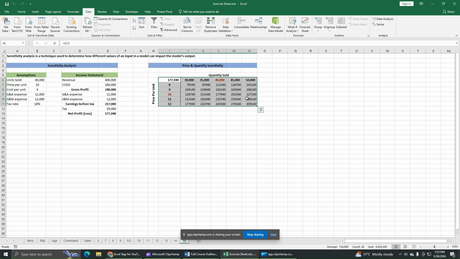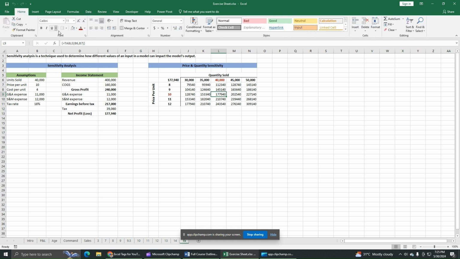So this is the thing. Here we can see how to read this. If the quantity sold is 30,000 but the price is 8, this will be the net profit. Here we can see that units sold is 40,000 and price per unit was 10. So for 40,000 and 10, this is the point where both of these meet.